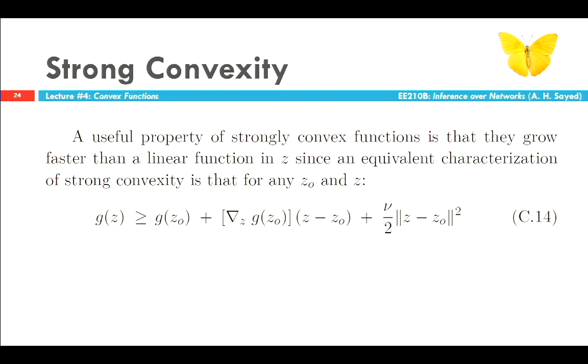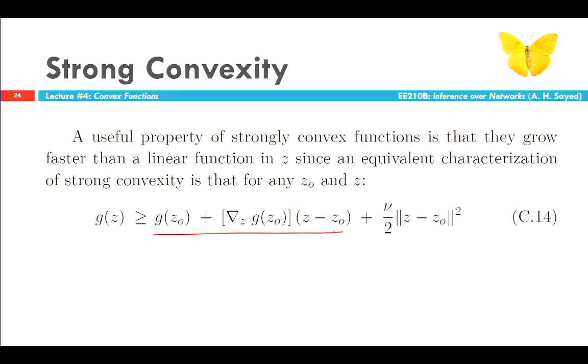Now, just like you had it for convex and strictly convex, where we were able to bound the function by hyperplanes from below, a similar thing holds here for strongly convex. You can also bound the function by this hyperplane plus an additional quadratic term which grows with z. So what does this mean?